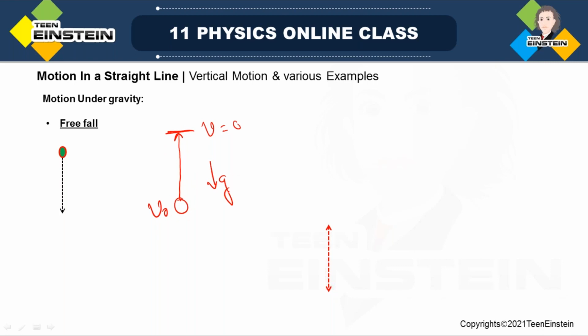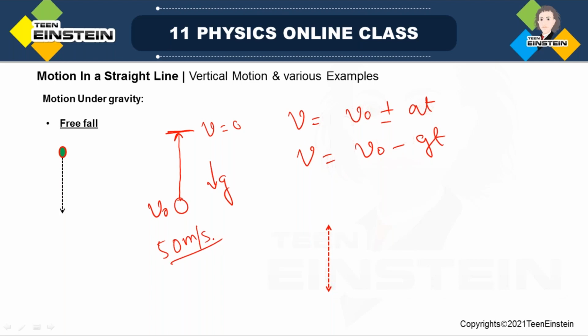Why is velocity reducing? Because the acceleration due to gravity is acting against this velocity. We know final velocity is equal to v0 plus or minus a into t. If a is negative, which here is g, then the velocity at any instant of time is going to be reduced by g times t. Initial velocity, suppose, was 50 meter per second, it will lose velocity at each and every instant.